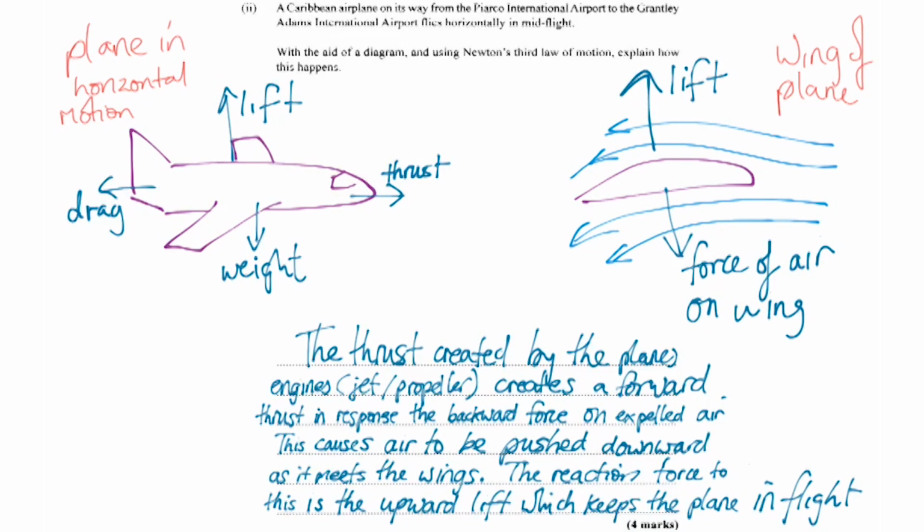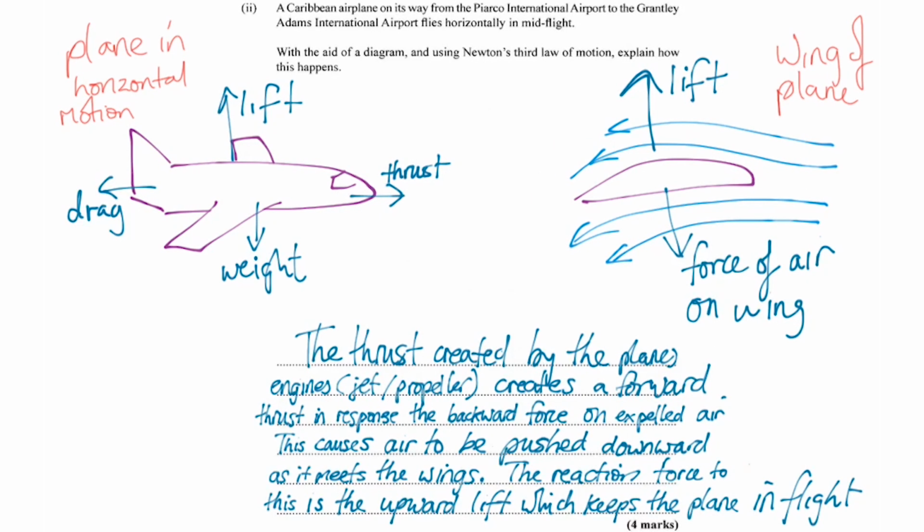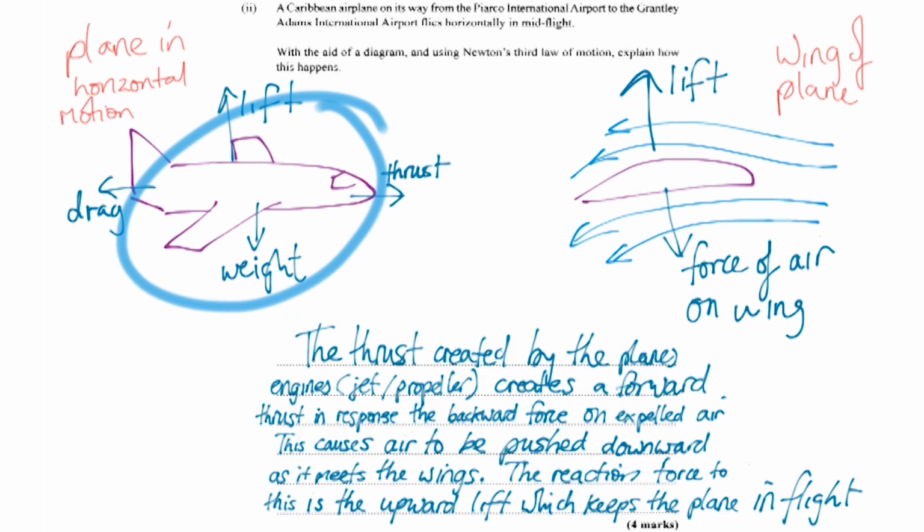Anyhow, the next one was kind of weird. They wanted you to draw a plane and explain how the plane stays in mid-flight, even though it's flying horizontally. And they said draw a diagram. A diagram means one diagram, right? So this is the more useful diagram, but I drew 2 just for kicks. That is this one with the plane going up. And then this is the actual wing of the plane I drew here. So we have a wing.